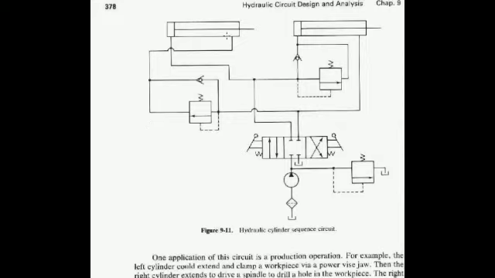For the 2 cylinders, the application is that I want to extend this cylinder first. Once it gets extended, only then the second cylinder has to extend. When the second cylinder is retracted, only then the first cylinder is retracted. So this is how the sequence circuit can be discussed. Let us see how the operation takes place.